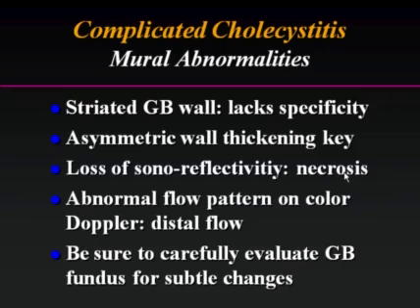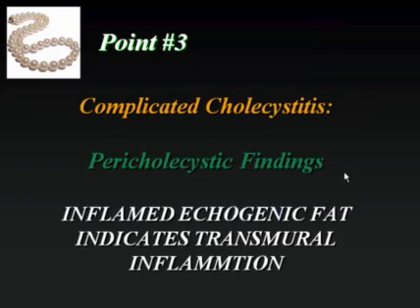Now, when we define the mural abnormalities that we want to look for in patients with complicated cholecystitis, we've made the point that the striated wall lacks specificity and has an overlap with many benign entities such as hepatitis. Asymmetric wall thickening is a key point that I want to emphasize, as well as the loss of sonoreflectivity. We've seen the normal and abnormal flow patterns, and be sure to focus specifically on the fundus.